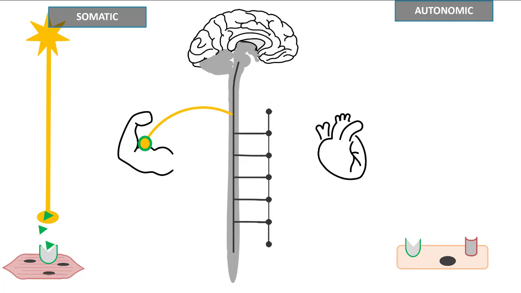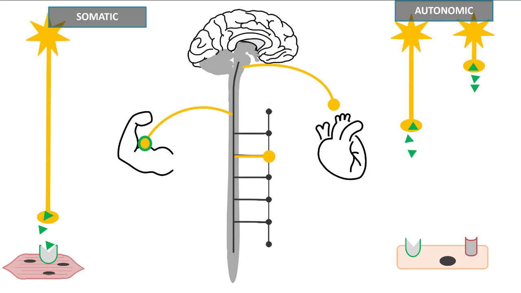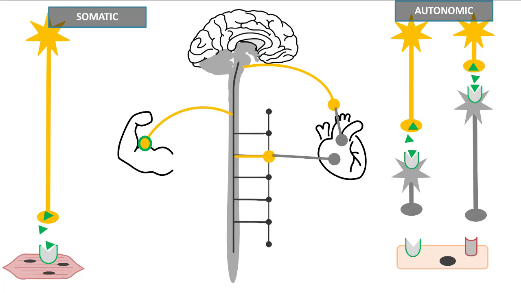Initially, the autonomic nervous system also releases acetylcholine, but that's to a ganglia to stimulate the next neuron that will go to the organ or tissue. The autonomic nervous system elicits either a parasympathetic or sympathetic response to the organ or tissue by sending either acetylcholine or norepinephrine from that second neuron.